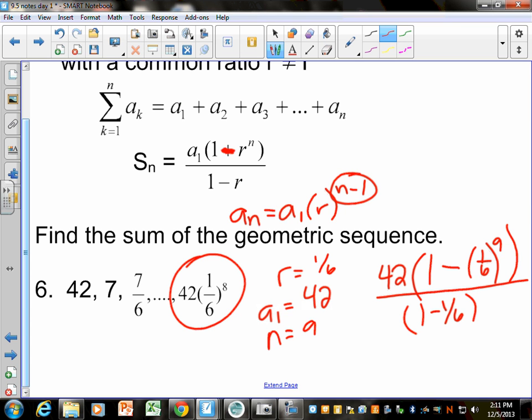That didn't work out like that. 50.4? 50.399995, which I just rounded to about 50.4. I would recommend you do the top and then divide it by 5/6, but I can help you with it later if you need to.